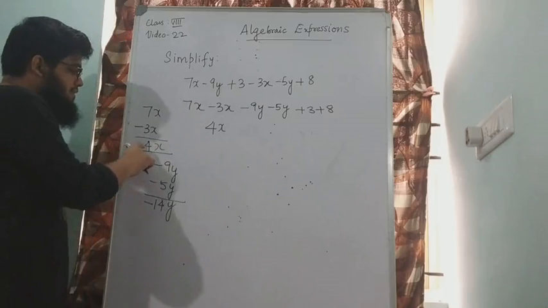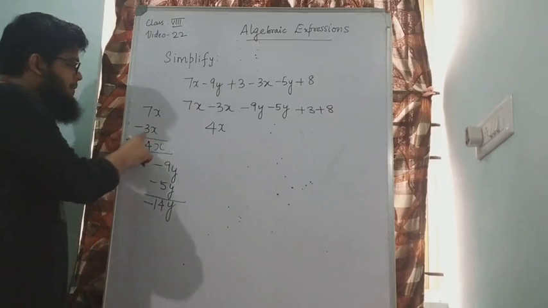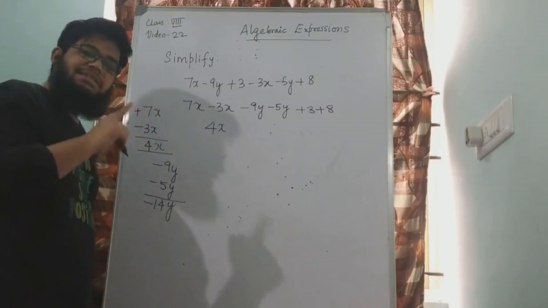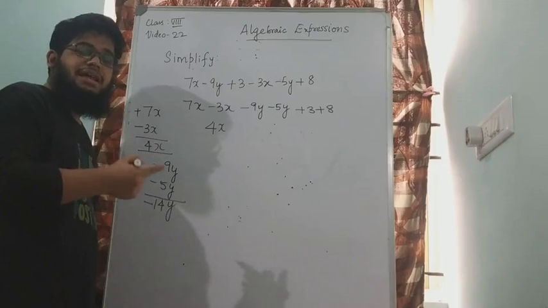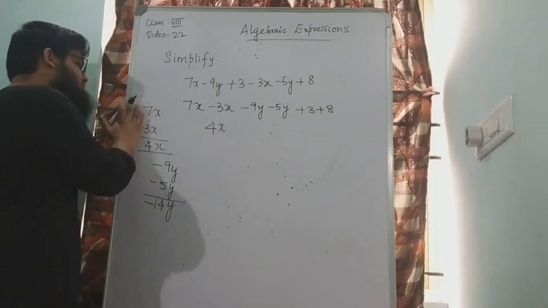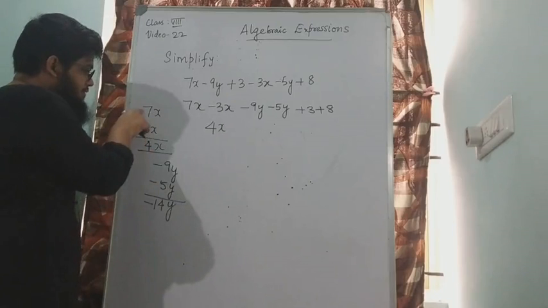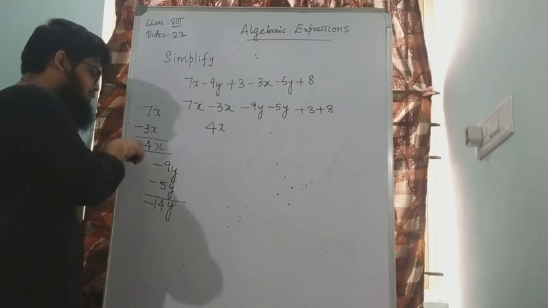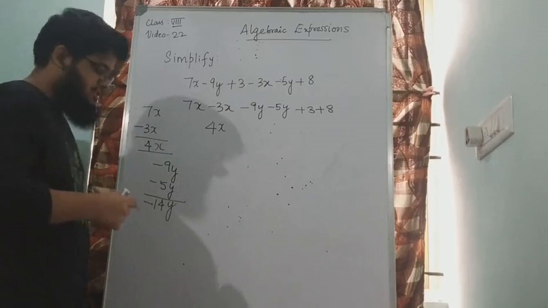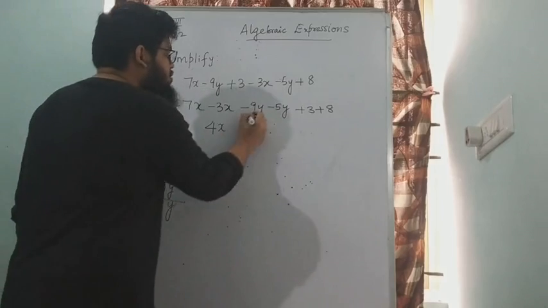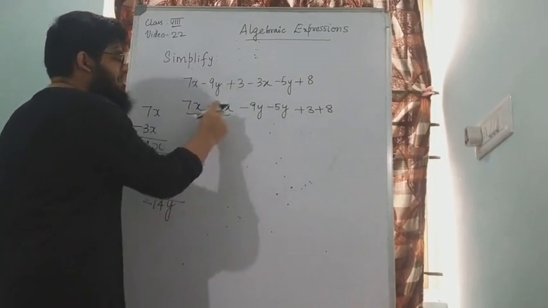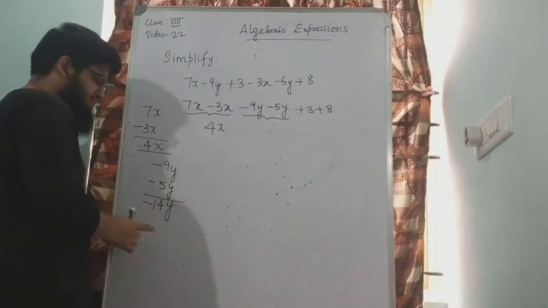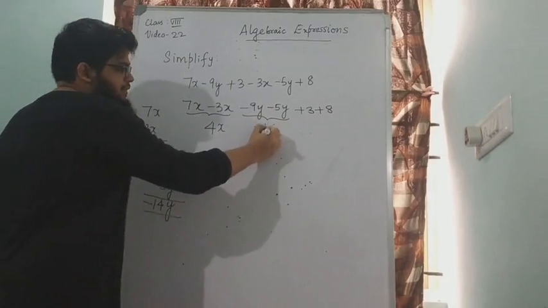What about this? Why did I not write any sign here? Because 7 is the greater number and 7 has plus sign. Whenever we don't have any sign before a number, it should be considered as plus. So 7 has plus sign, and the greater number's sign comes for the answer as well. So 4 will also have plus sign, but we don't mention it. So you get minus 14y. So when you simplify 7x minus 3x, you get 4x. When you simplify minus 9y minus 5y, you get minus 14y.